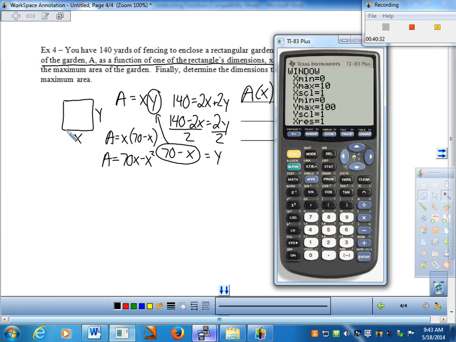X is this value right here. Again, can't be negative, so I'm going to keep that 0. And we only have 140 feet of fencing. I know obviously it's not even going to be close to that, but I saw that at 140. I'm just going to keep it. Does not matter. Just be in the ballpark, get what you need with the graph, and move on. Remember, the output here represents the area.